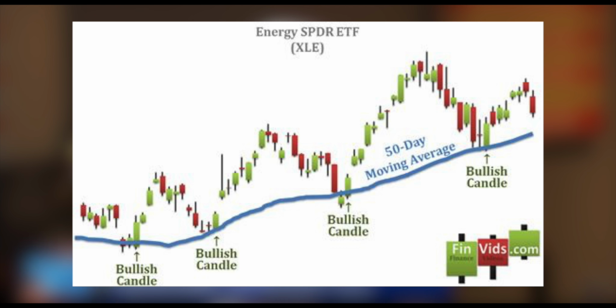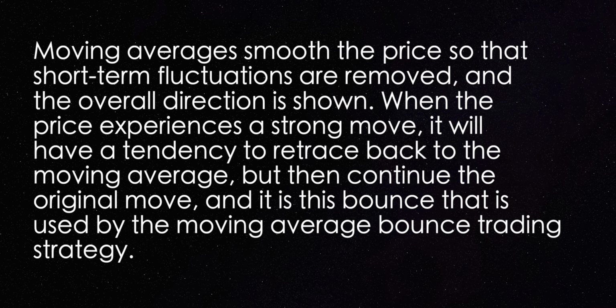The moving average bounce trading strategy uses a short-term time frame and a single exponential moving average and trades the price moving away from, reversing, and then bouncing off the moving average. Now, moving averages smooth the price so that short-term fluctuations are removed and the overall direction is shown. When the price experiences a strong move, it will have a tendency to retrace back to the moving average, but then continue the original move, and it is the bounce that is used by this strategy.